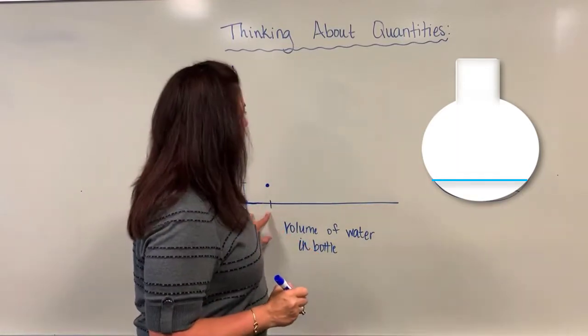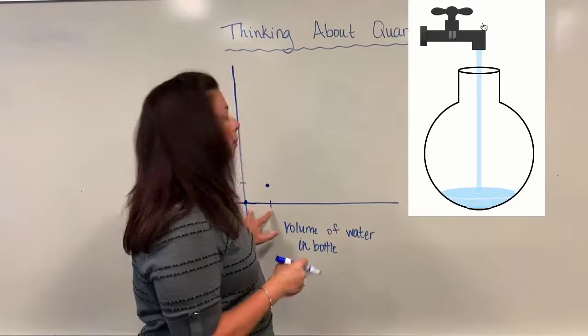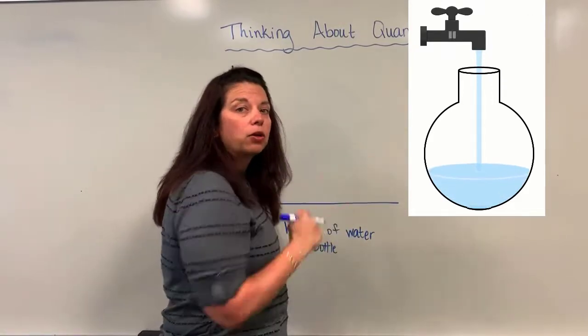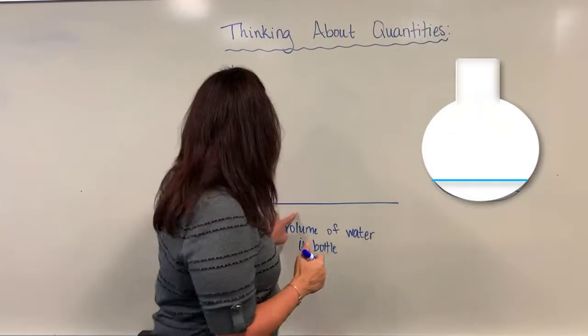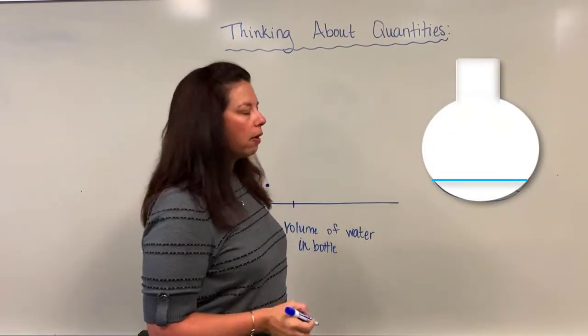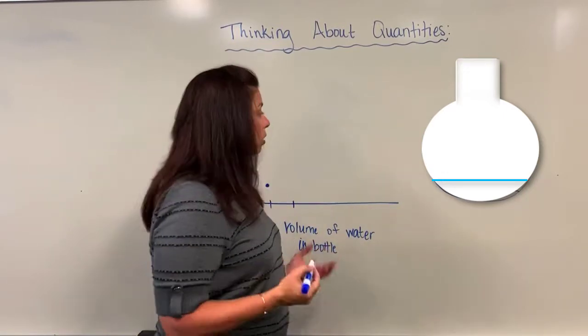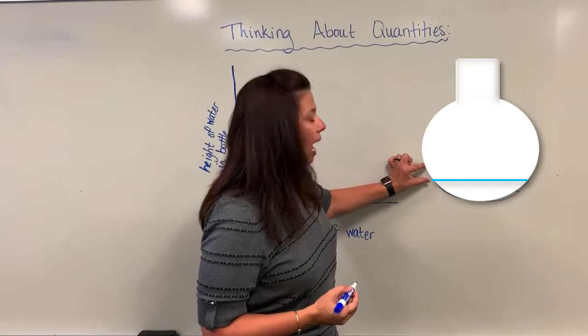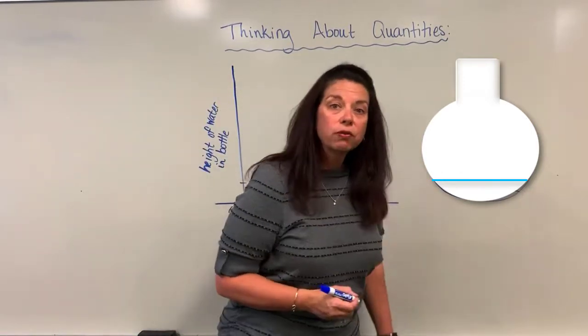Now, I want to continue imagining this bottle filling with water, but I want to add the same amount of volume in every successive add to this bottle. So I'm going to add the exact same volume of water here. And now I want to think about what that new height would be. So the question is, would the new height be the same amount added with this second amount of volume as it was the first time?